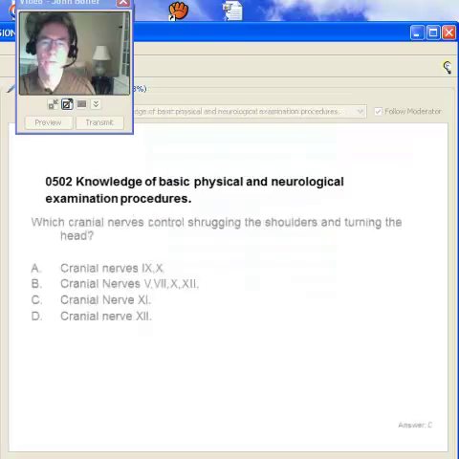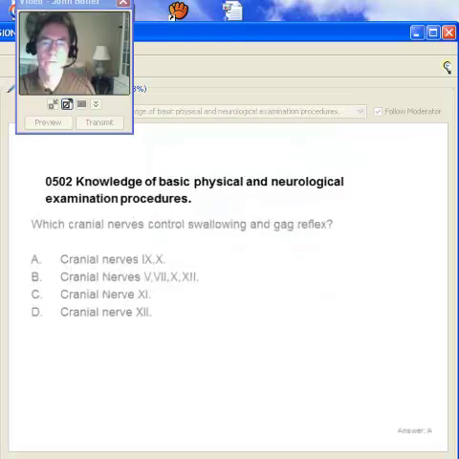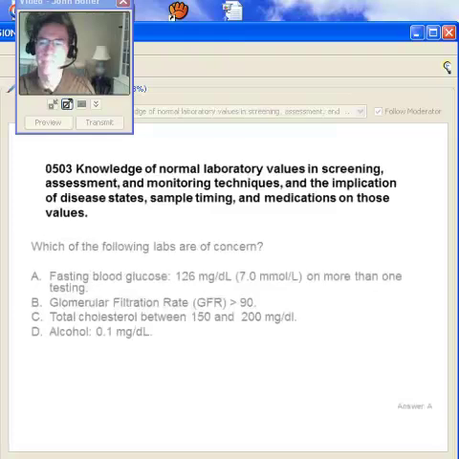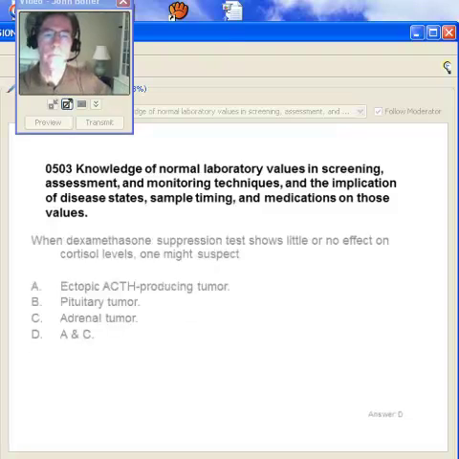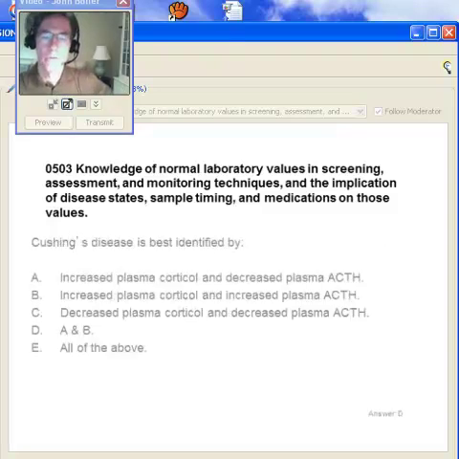There's content 5 again. Listing of the cranial nerves, basic physical stuff, knowledge of normal laboratory values. They really don't hit you too heavy on these values, but some you might want to pay attention to. Fasting glucose, I wouldn't worry about that. Cushing's disease, that's already been brought up.